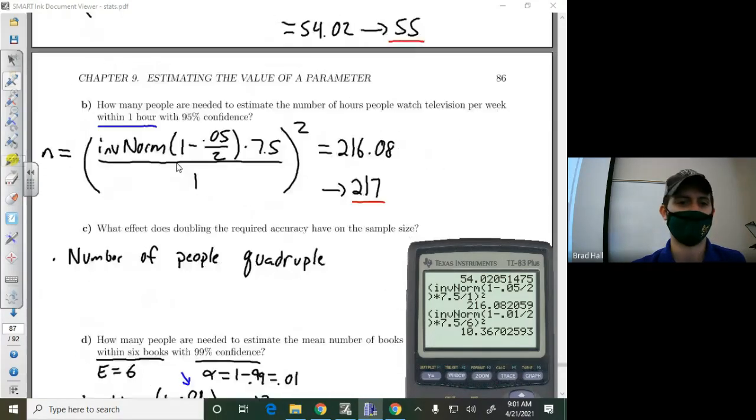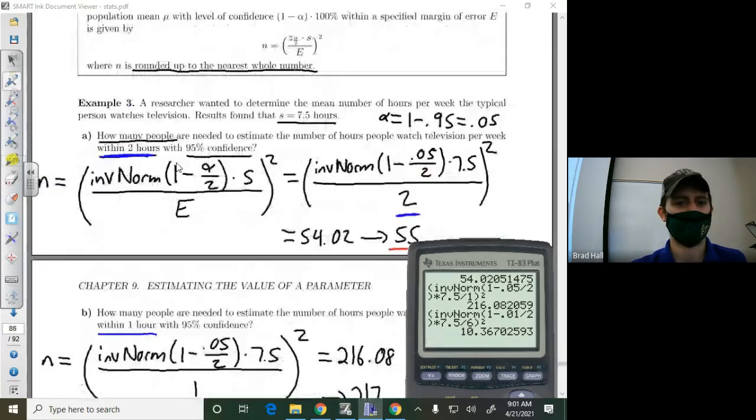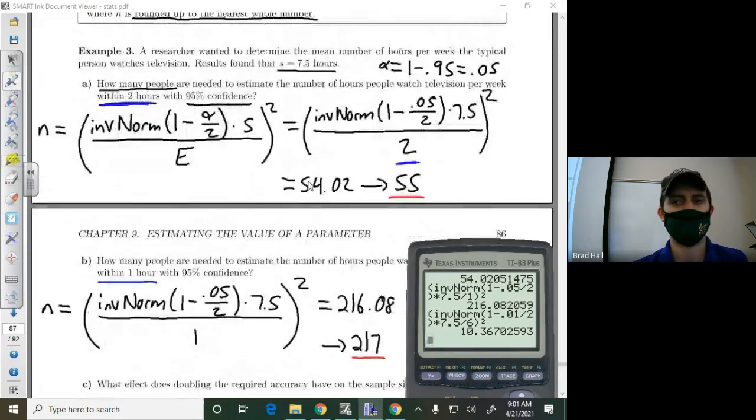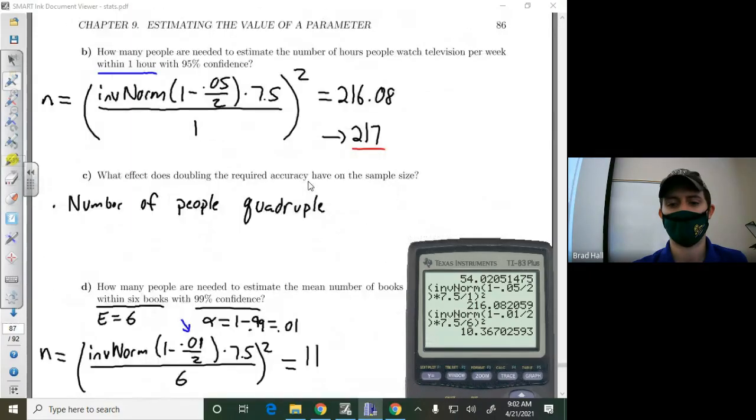Oh, notice what I did. I confused two problems together. When I did mine, it said error, but I typed it in the same way as the last one.